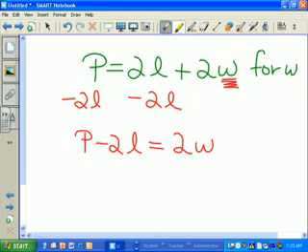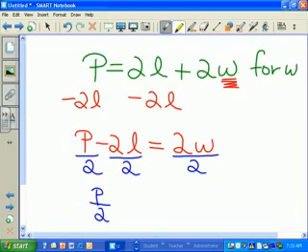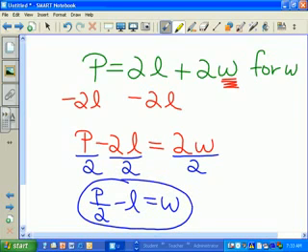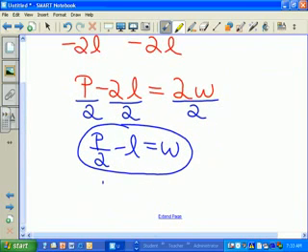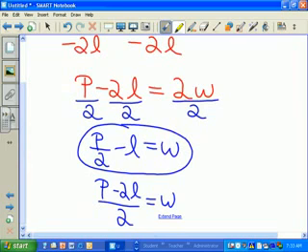And then just like we did on the last equation for the x, we're going to divide every term by the coefficient in front of the variable we want to get by itself, which is 2. So P over 2, or that's 1/2 P, minus L equals W. We also could have done on that one, P minus 2L over 2 would have been the same thing.